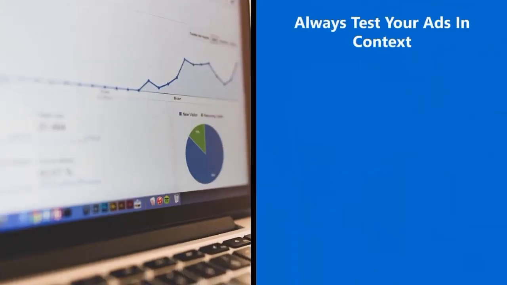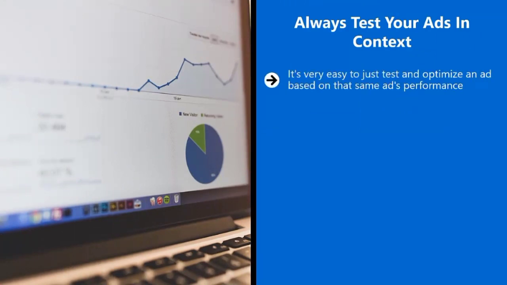Always test your ads in context. It's very easy to just test and optimize an ad based on the same ad's performance.